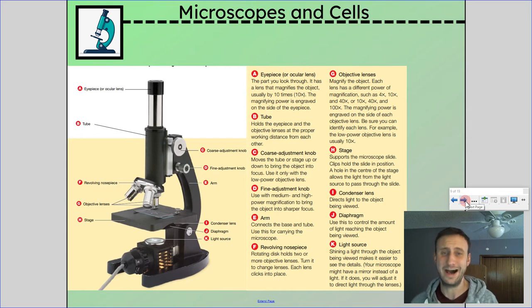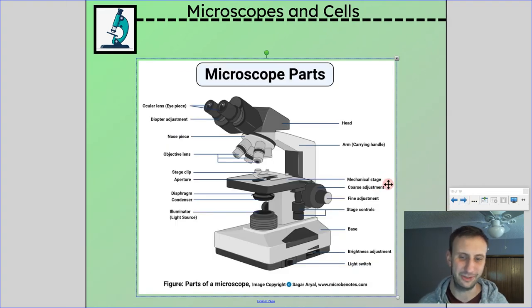I'll tell you, there was one year during final exams that I spent a couple of days fixing microscopes. It was fun. I had a great time taking them apart, trying to fix them up, putting them back together. It was good.